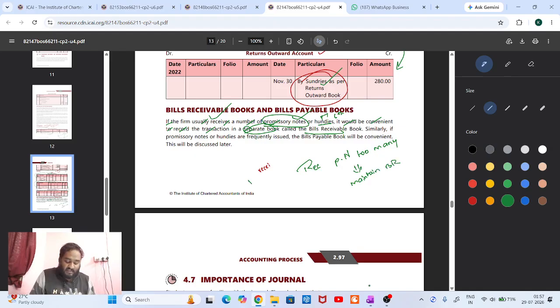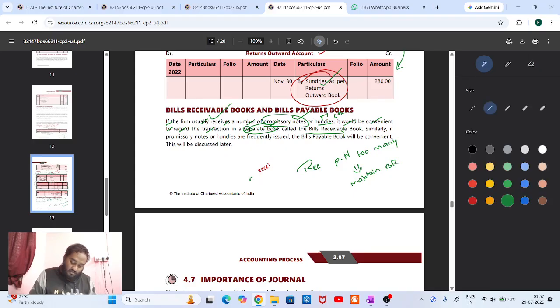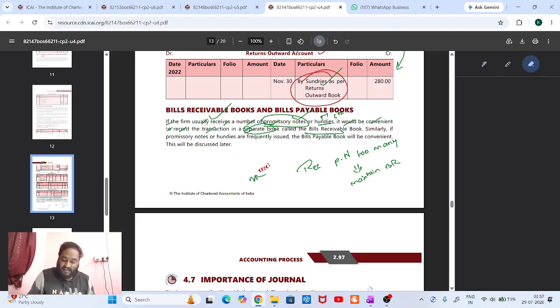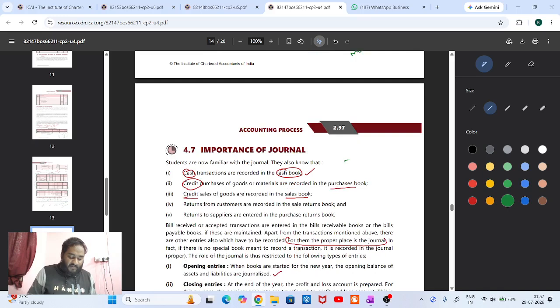And vice versa is bills payable. If you issue too many promissory notes, just to maintain this payable book will be convenient for us. And the importance of journal we'll talk about. Okay, it is very easy.